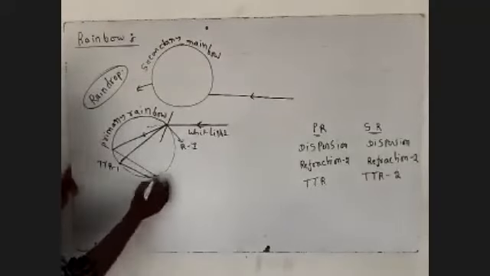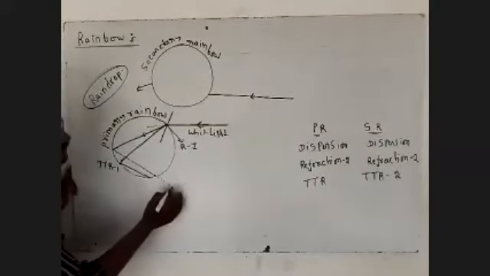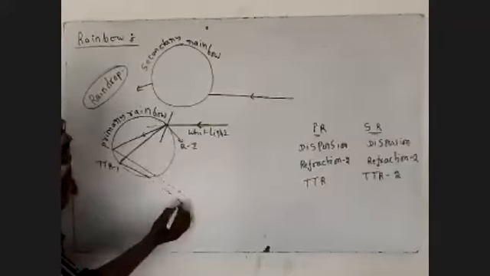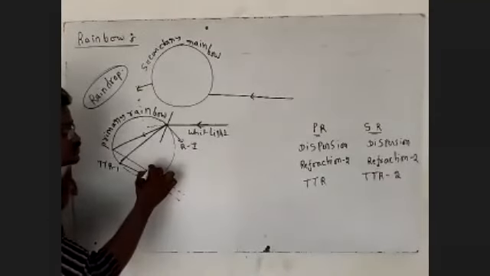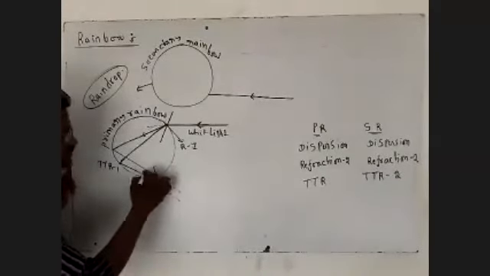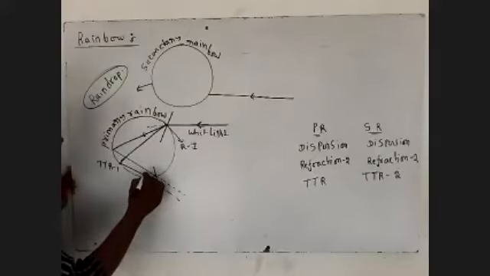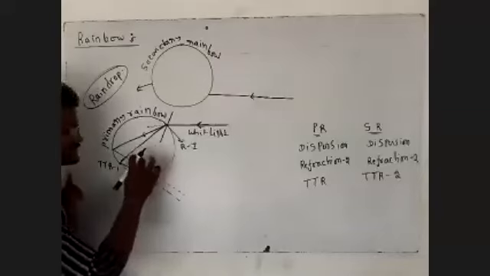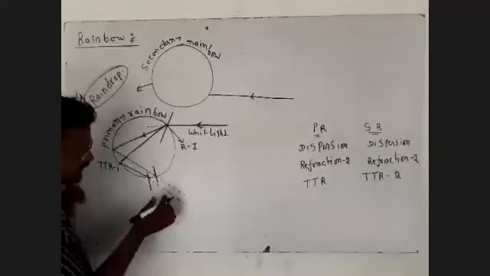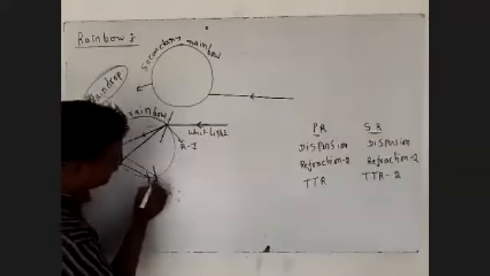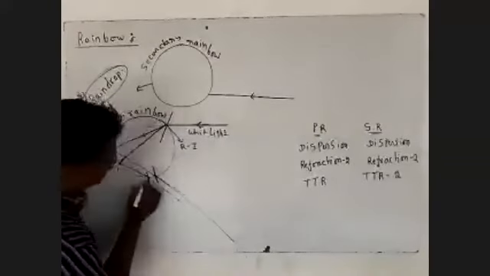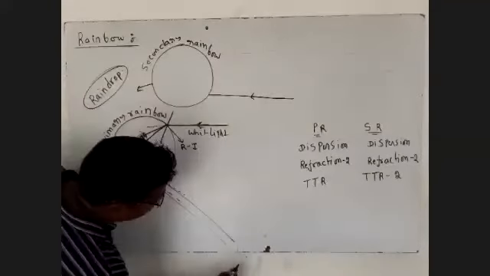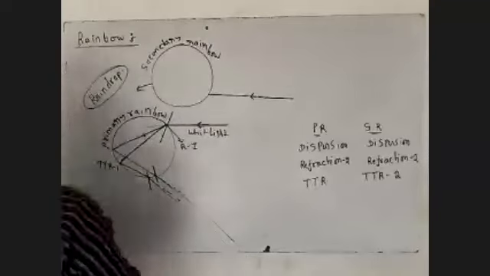This is the actual direction of the incident ray. We have to draw the perpendicular to the surface. Again, the light travels from denser to rarer, so it bends away from the normal. Away from the normal line. Okay.